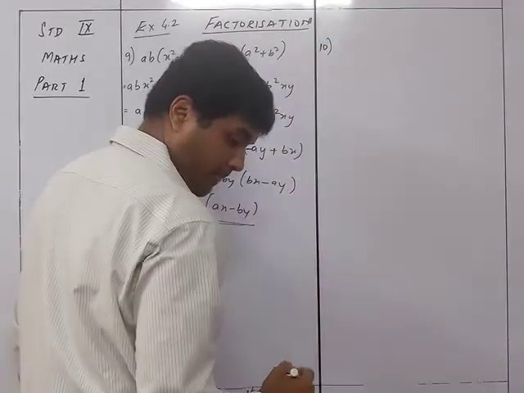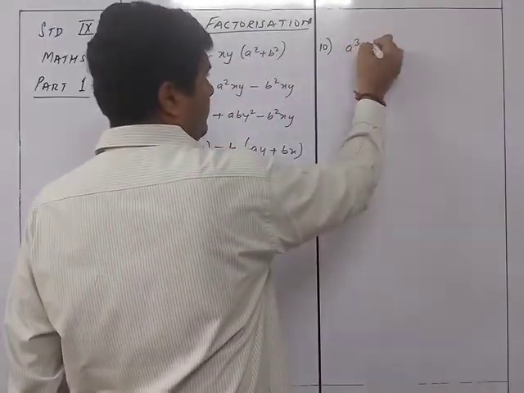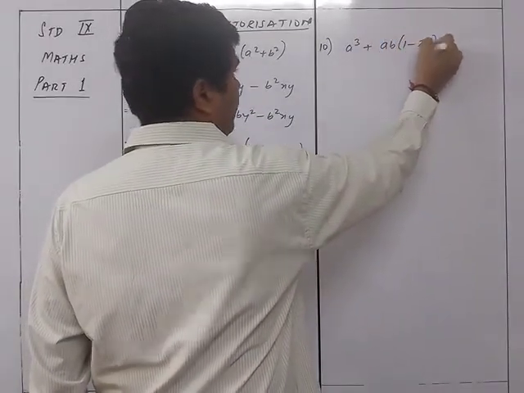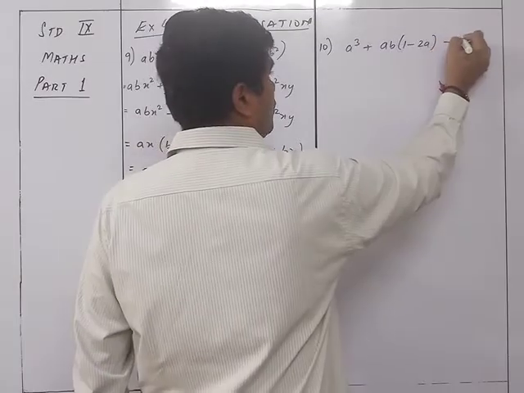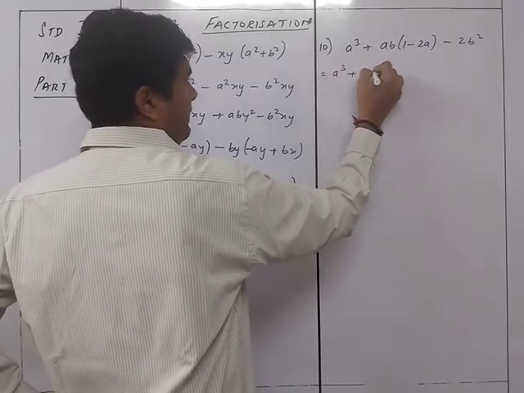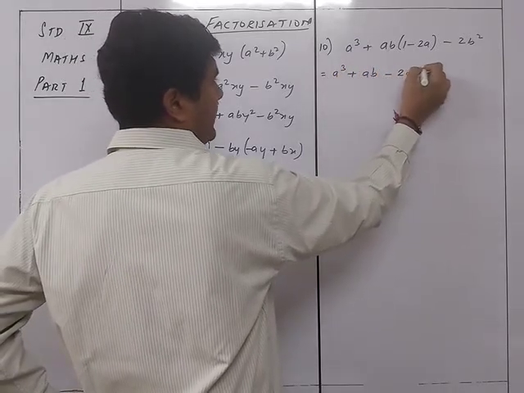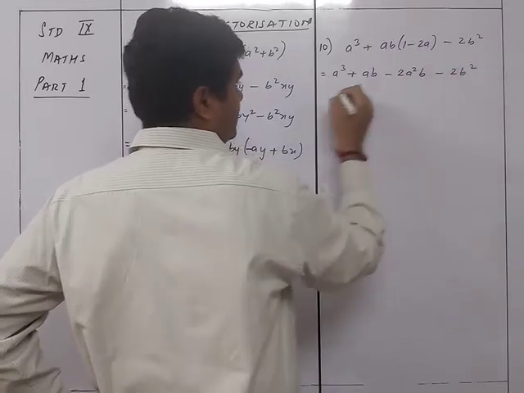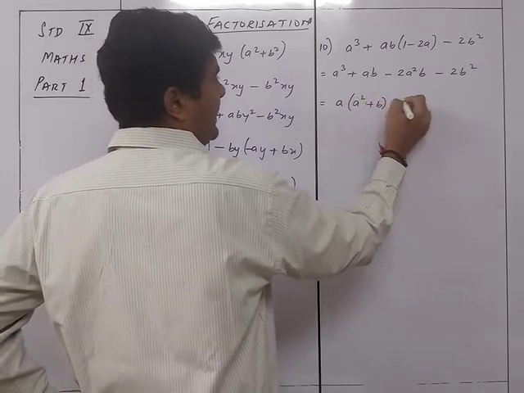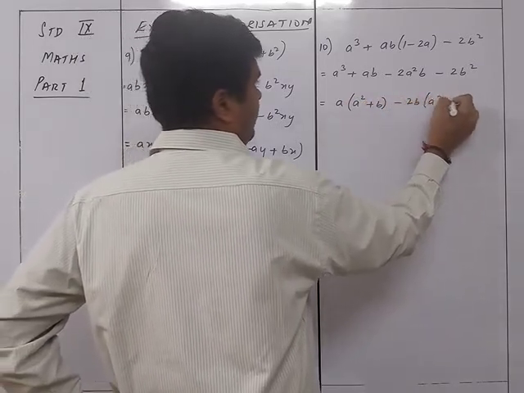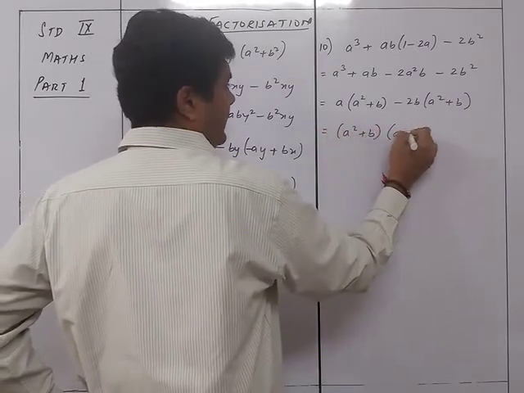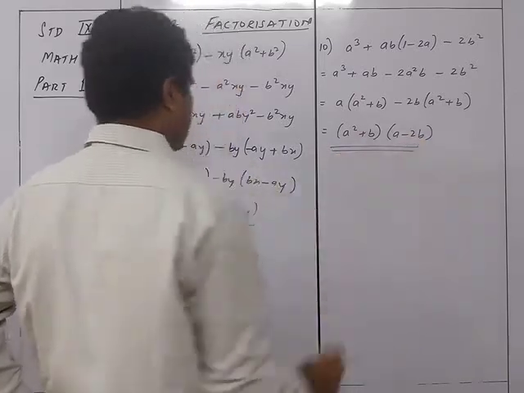Okay, sum number 10, that is a cube plus ab into 1 minus 2a minus 2b square. So this will give you a cube plus ab minus 2a square b minus 2b square. So that gives you a as common. It will be a square plus b, minus 2b common, a square plus b. So that gives you a square plus b, other bracket a minus 2b. So that's the answer for sum number 10.